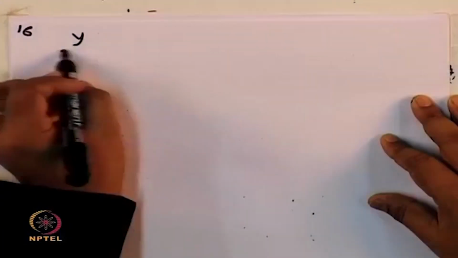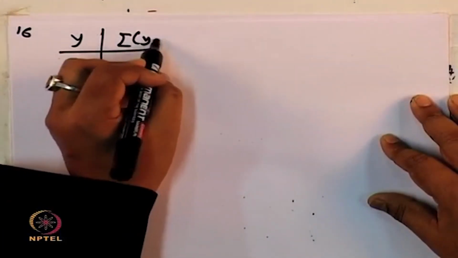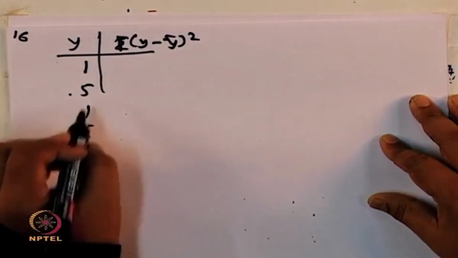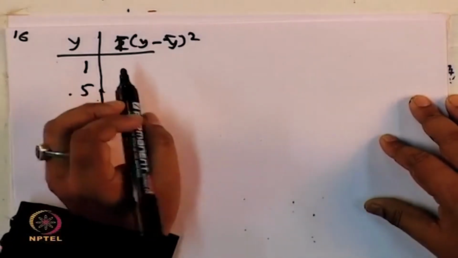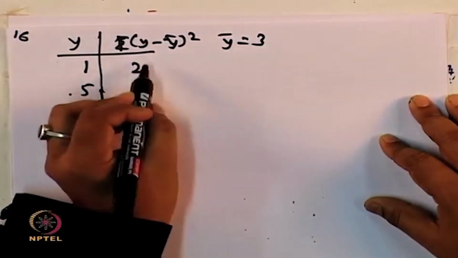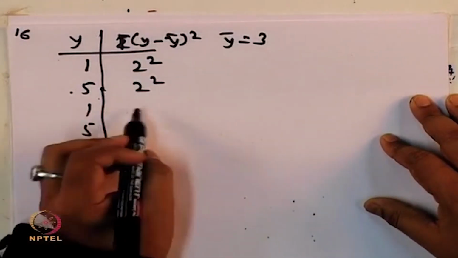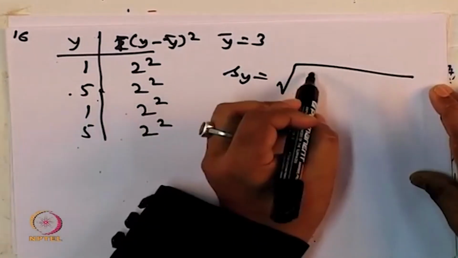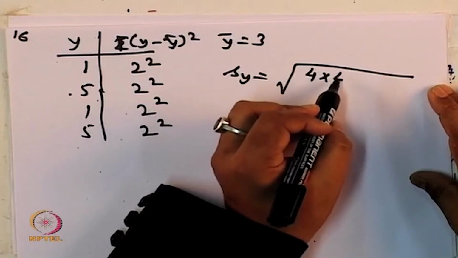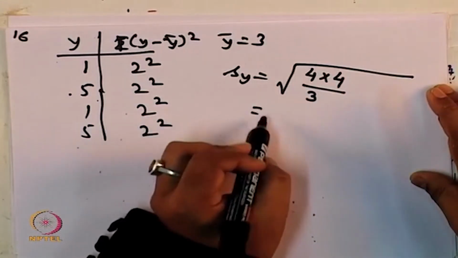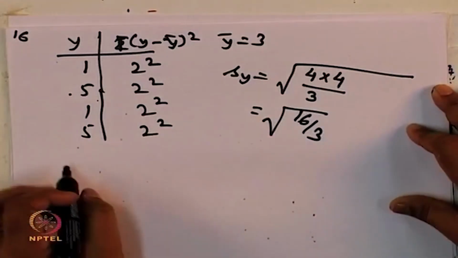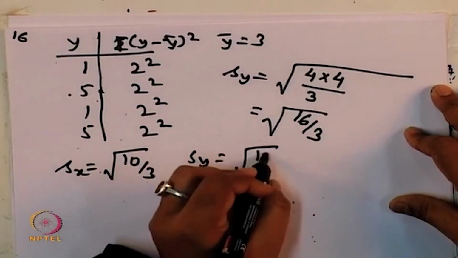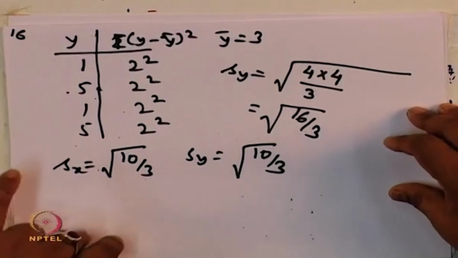I can do the same thing for y, summation of y minus y bar whole square. I have 1, 5, 1, 5. Okay. So, y bar is 3, I know y bar equal to 3, so 2 square, 2 square, 2 square, 2 square. So, Sy should be root of 4 into 4 by 3, that is 16 by 3. Okay. So, we have Sx equal to root of 10 by 3, and Sy equal to root of 16 by 3. Now, we want to find out Sxy.